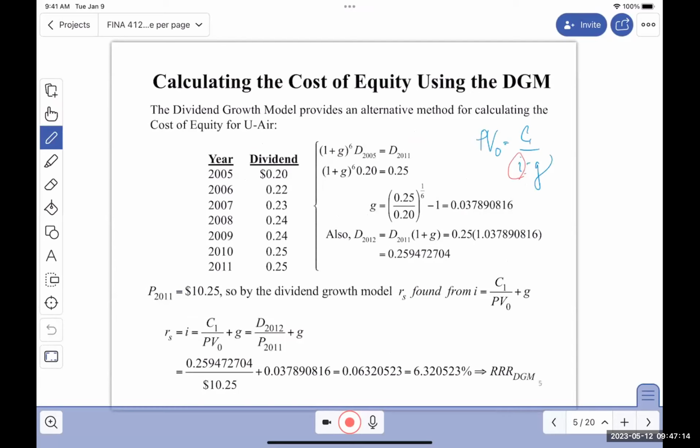Okay, so you get 6.32. Now this will be the number 3 option. So this is the dividend growth model estimate. It's 6.32. So how do you feel about that?